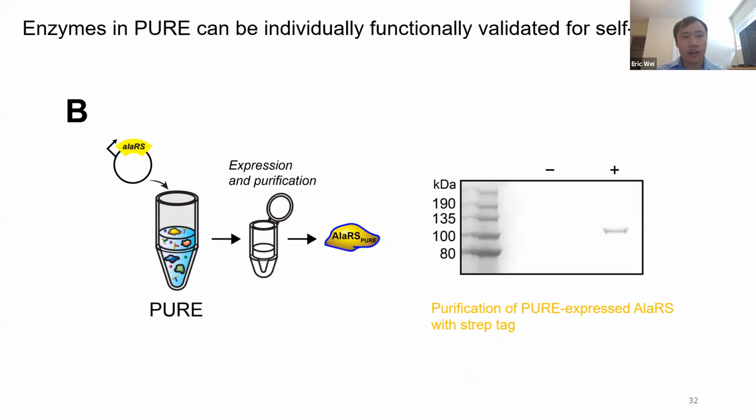So then we want to get alanine synthetase that's produced by PURE, but of course PURE itself also has alanine synthetase within it. So you have to have some method to express and then purify the alanine synthetase that was produced by PURE. Particularly, we used a method where we expressed alanine synthetase with a strep tag, and we were able to purify alanine synthetase that we know was produced by the PURE system.